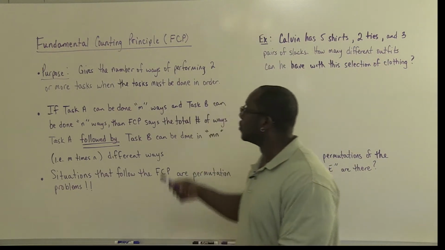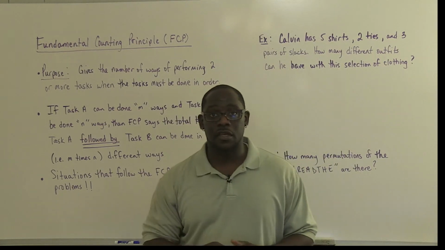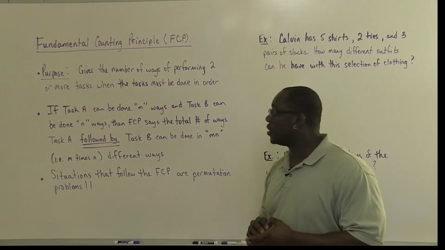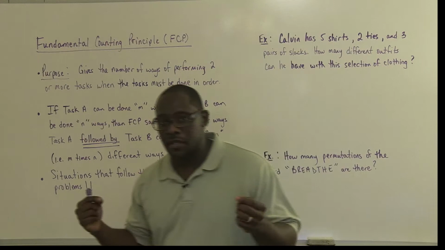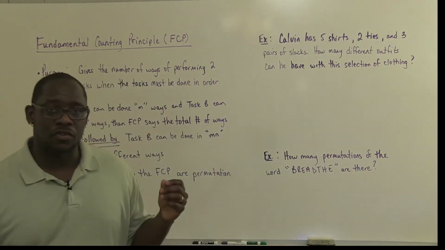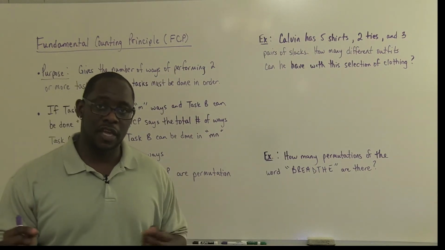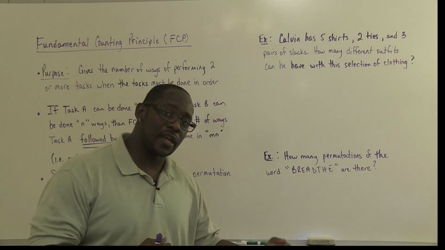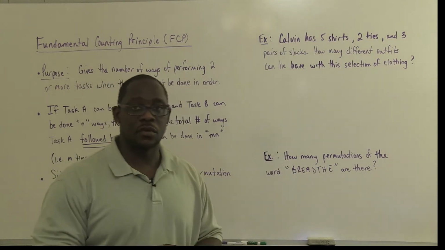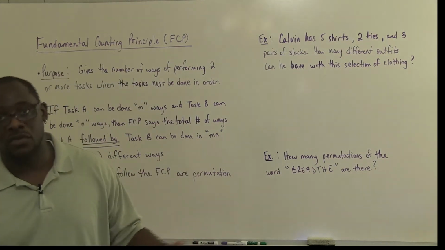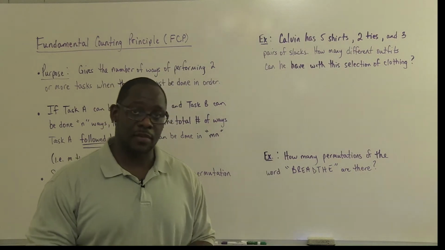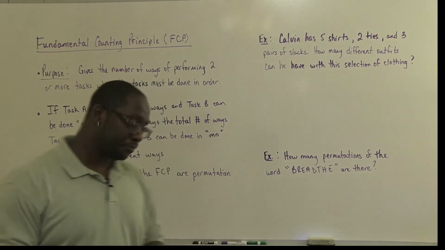Fundamental counting principle. So we see the purpose of it is to give the number of ways of performing two or more tasks, okay? And so the key to this is knowing that when we are trying to figure out how many ways two or more tasks can be done, the assumption is that one task has to follow another task. So we have to have task 1 first, and then task 2, and then if there's a task 3, that has to happen. They have to happen in order, okay?